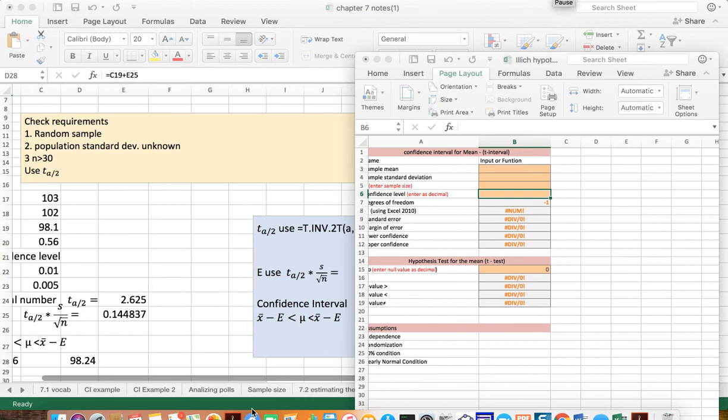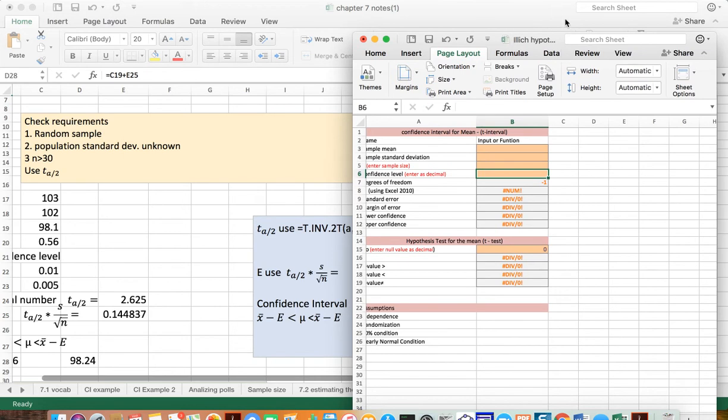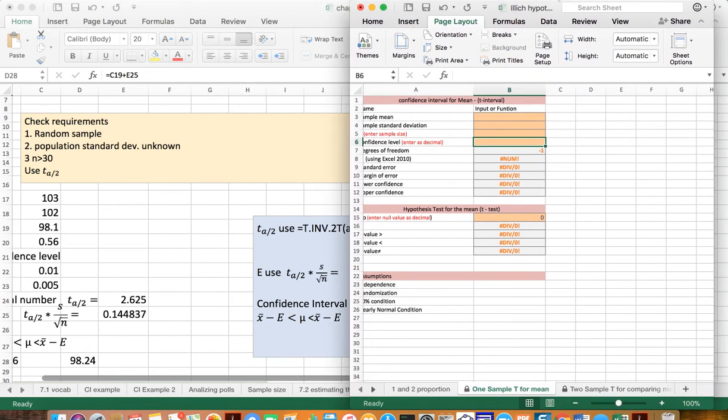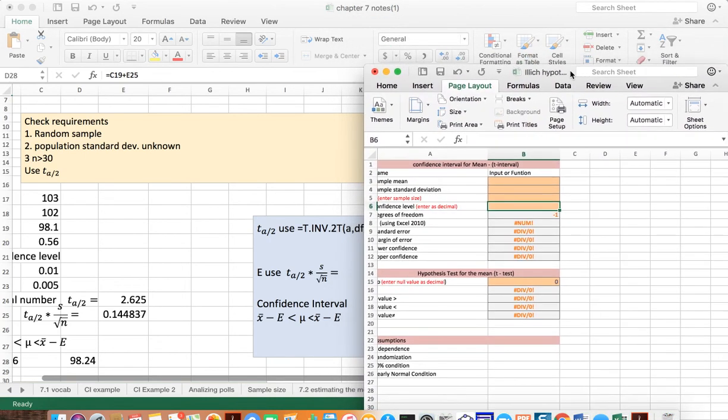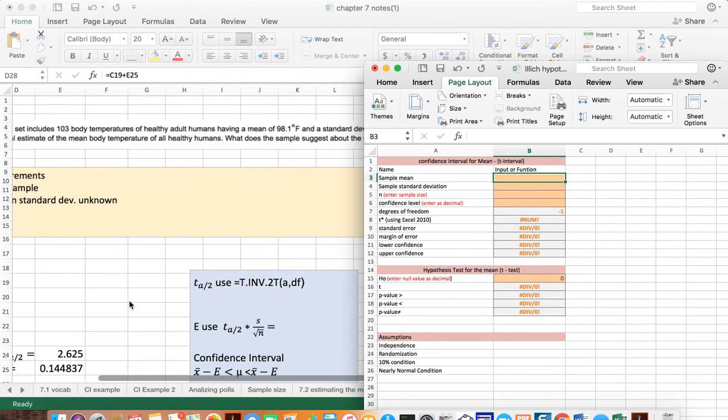Okay, and I wanted to work this example of 7.2 confidence interval of population mean again with the calculator. So we have the sheet here titled one sample t for mean because we're using a t distribution. All we need to do is put in our sample mean. So in this problem, our sample mean was 98.6. I'm sorry, 98.1 was our sample mean.